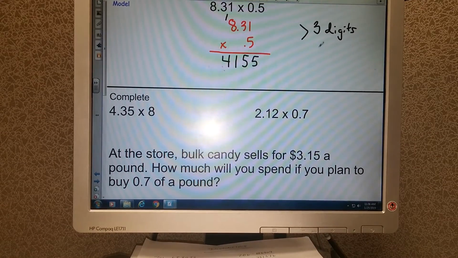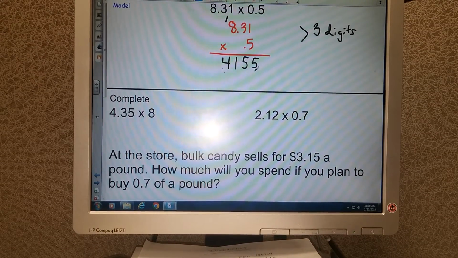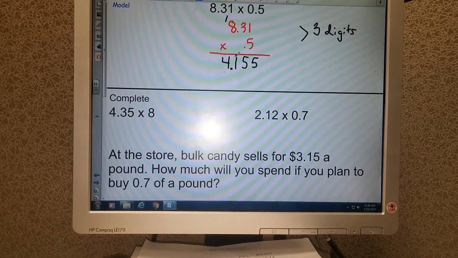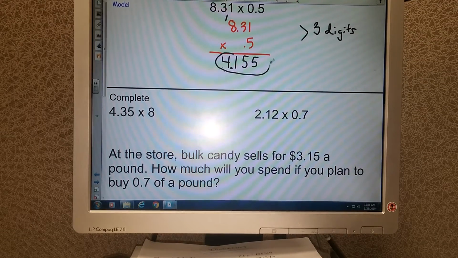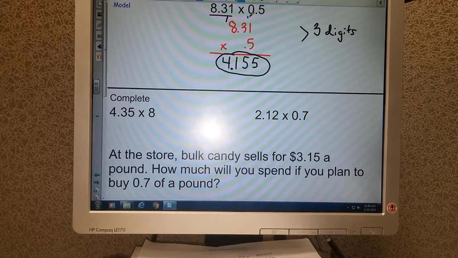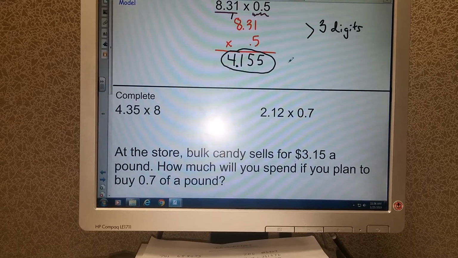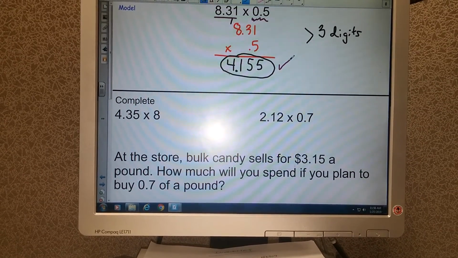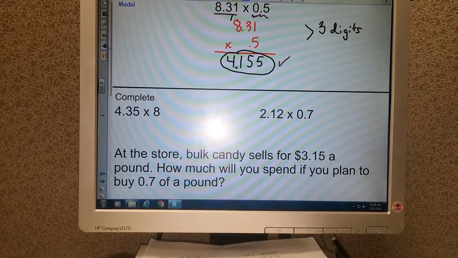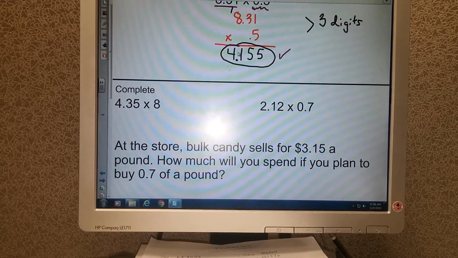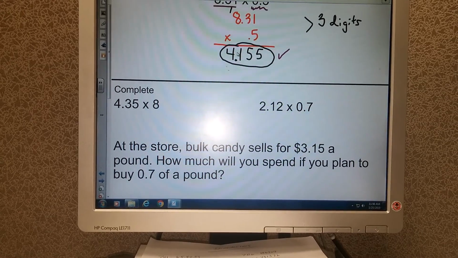So 4155. And I know I have 3 digits after my decimal point, so I need to move in 1, 2, 3 places. And that looks pretty good because in the very beginning when I thought about my estimate, I thought, okay, this is about 8. Half of 8 has to be around 4, and my product is around 4, so I can be fairly confident that I'm correct. On the bottom are 3 problems. Go ahead and pause the tape and give all 3 of these a try before you unpause.